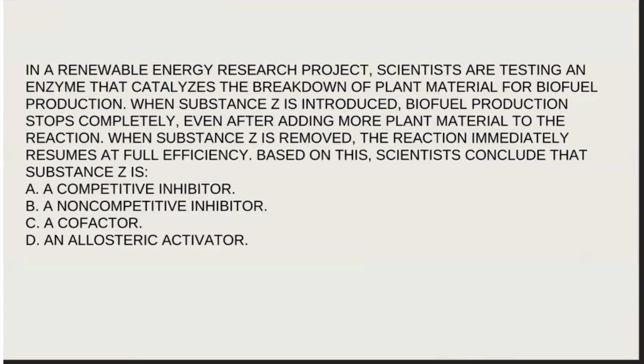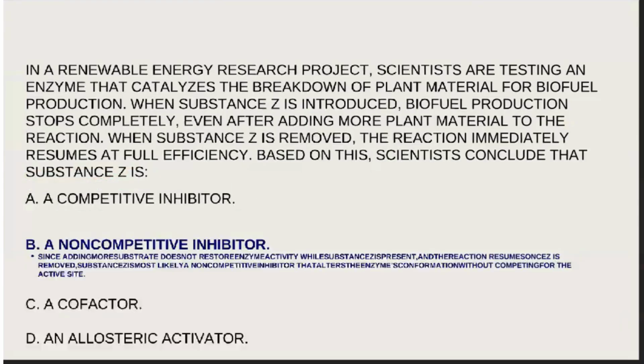So in this question, it says, in a renewable energy research project, scientists are testing an enzyme that catalyzes the breakdown of plant material for biofuel production. When substance Z is introduced, the production of the biofuel completely stops, even if we add more material. When substance Z is removed, the reaction immediately resumes to full efficiency. So they want to know what kind of substance is substance Z. Is it a competitive inhibitor, non-competitive inhibitor, cofactor, which we didn't talk about, or an allosteric enzyme? And the correct answer is a non-competitive inhibitor.